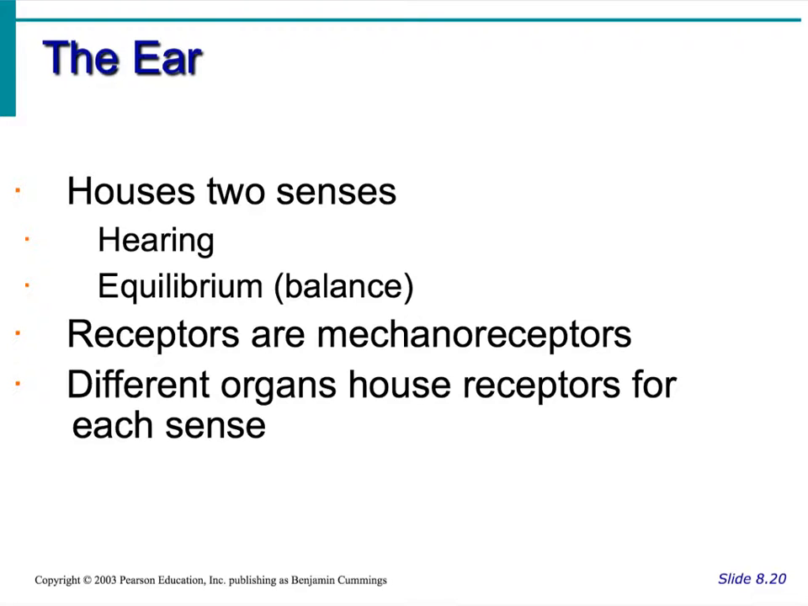Let's see, your ear has two functions, hearing and also your balance. The receptors in your ear are called mechanoreceptors because they respond literally to physical forces and the movement of hairs and fluids in your body. That's why they're called mechanoreceptors. The equilibrium part of your ear has different receptors than the hearing part, so those are separate organs actually.